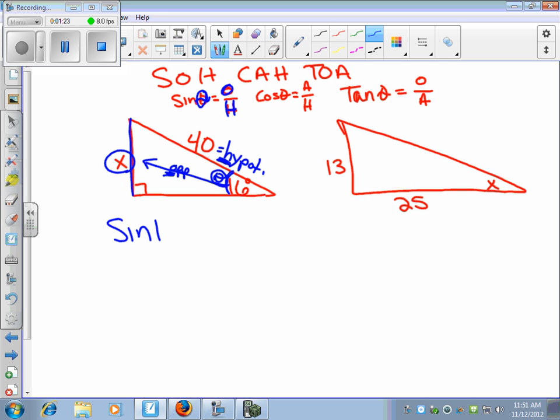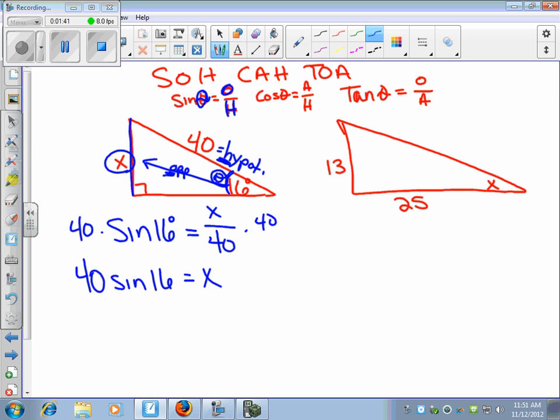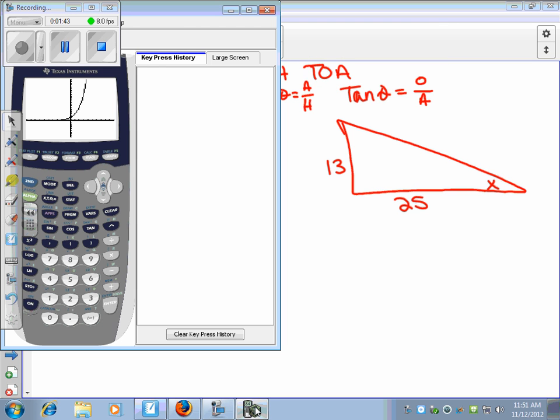So sine of 16 degrees is going to equal the opposite side, which in this case is x, divided by the hypotenuse, which is 40. And if I multiply each side by 40, I can get my answer for x. Now the one thing you have to be really careful about in this problem is what you're doing on your calculator.